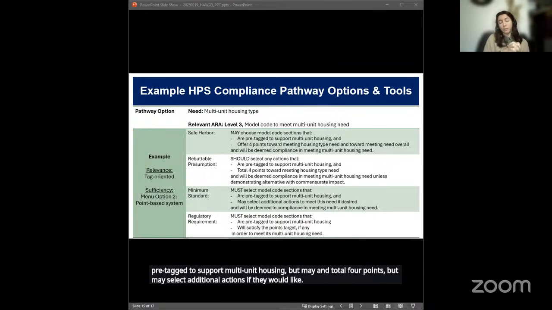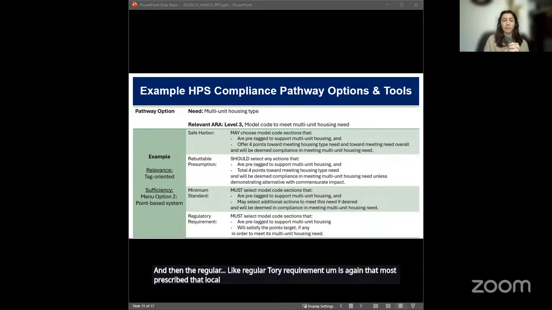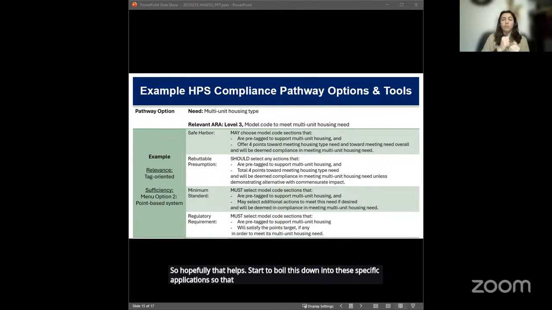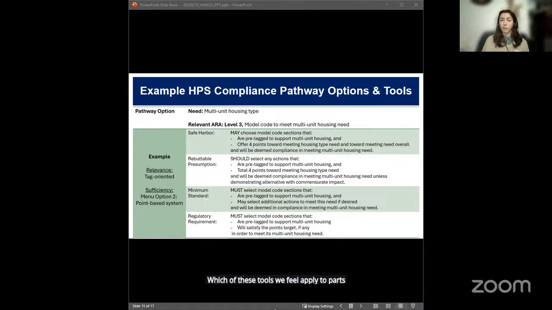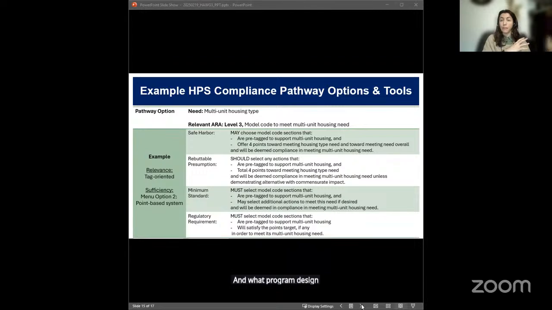And then the regulatory requirement is, again, that most prescribed, that local government must select the model code sections that are pre-tagged to support multi-unit housing and that satisfy exactly the point target with no deviation. So hopefully that helps start to boil this down into these specific applications so that we can work through a little bit more which of these tools we feel apply to parts of the program, the safe harbor, rebuttable presumption, minimum requirement, and what program design option we feel like serves the policy objectives and the program goals as well.